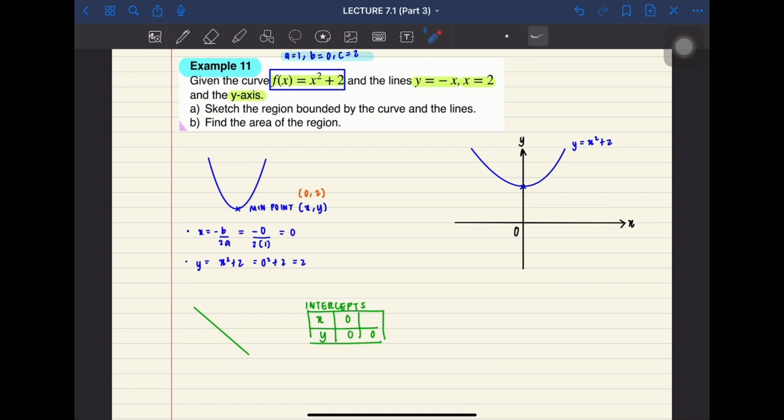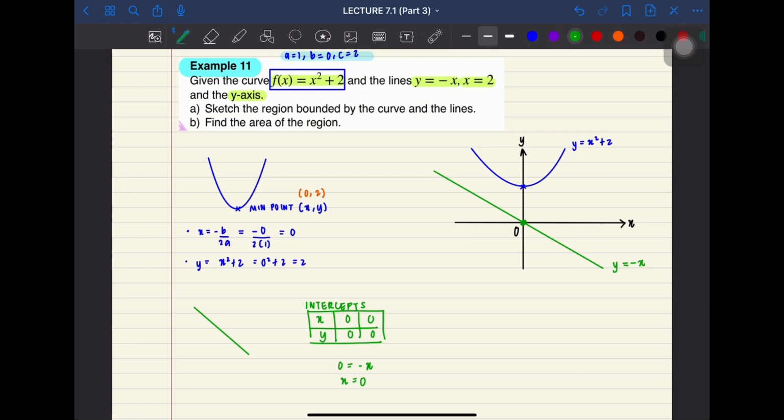And the next one, bila y kita 0. So bila y kita 0, negative x, so x gonna be also 0. So (0, 0) is the only intersection point. So (0, 0) is here, so just draw your graph like this. So this is y equal to negative x.